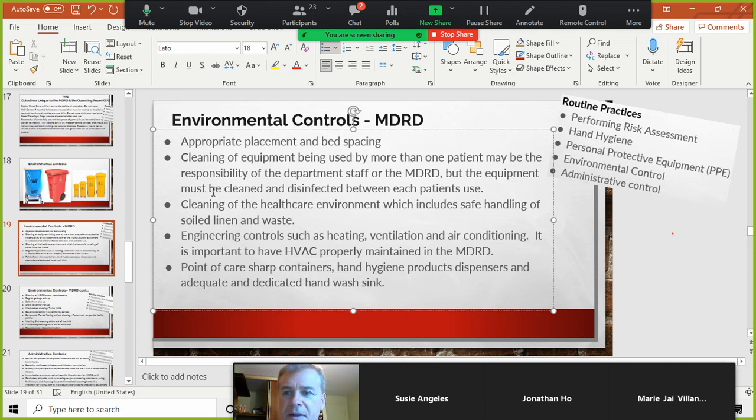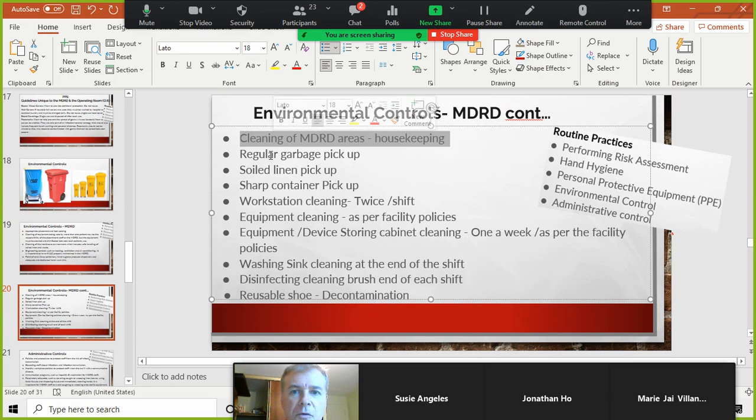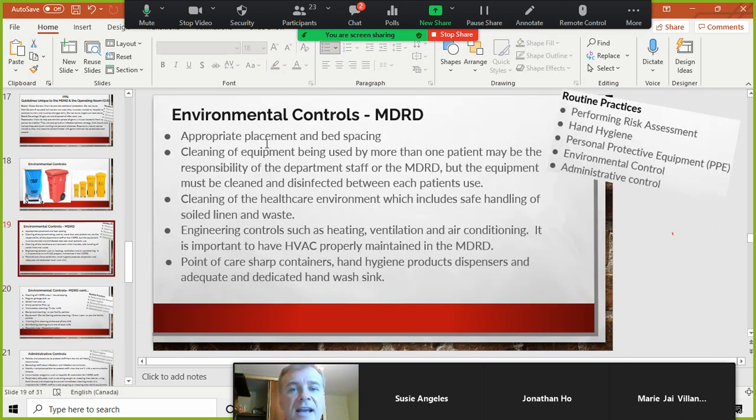So environmental control. This is what we're talking about here. Cleaning of MDR areas and housekeeping. Garbage pickup, soiled linen pickup, sharps container pickup. These guys here were dropping things off. And you have to think, there's two aspects going on here.